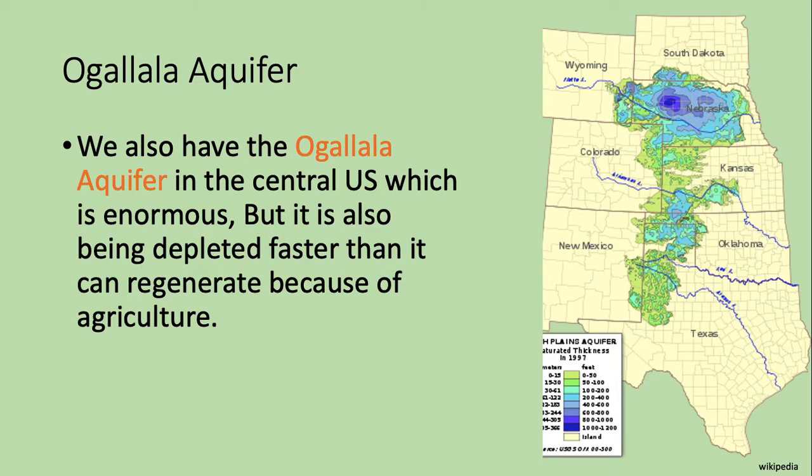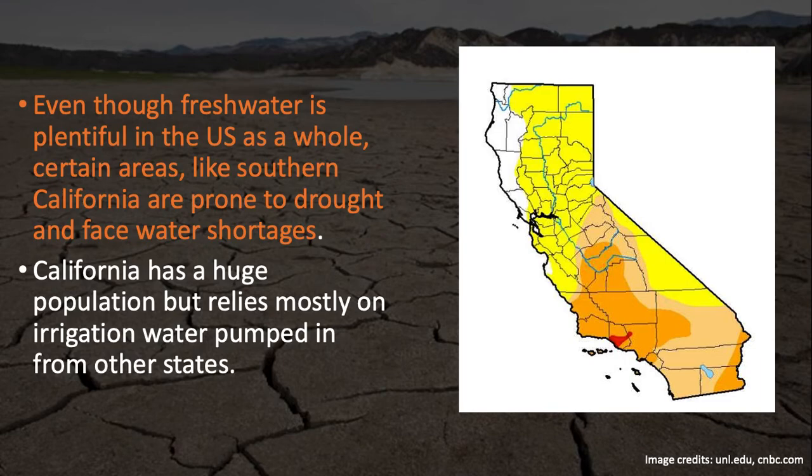We also have a big aquifer. So remember, that is a pocket of groundwater. It's called the Ogallala Aquifer. And it's in the United States, and it's huge, but it's also being used up faster than it can regenerate because of agriculture. So people are pumping the water out of the ground to water the crops, and because they're using it so quickly, rainwater would ordinarily replenish it, but it's not happening fast enough.